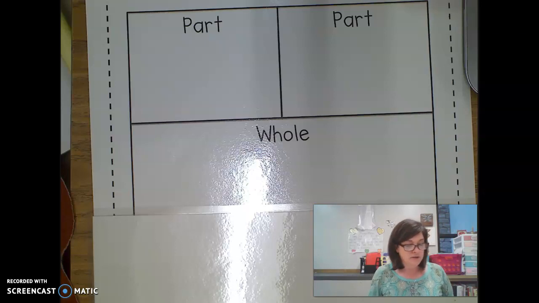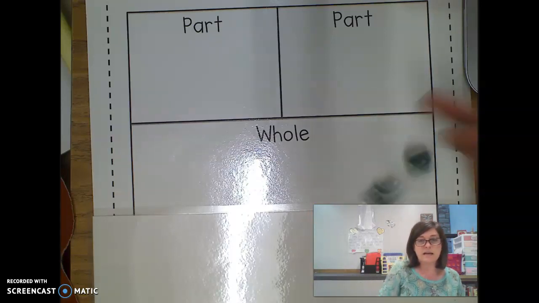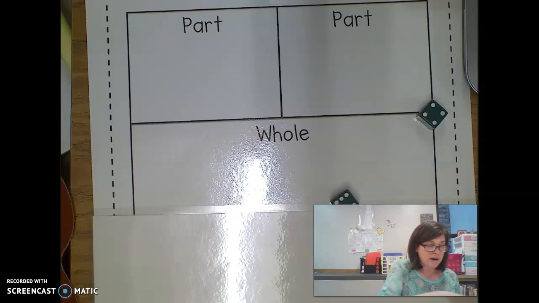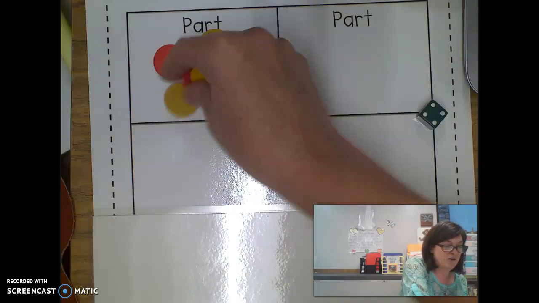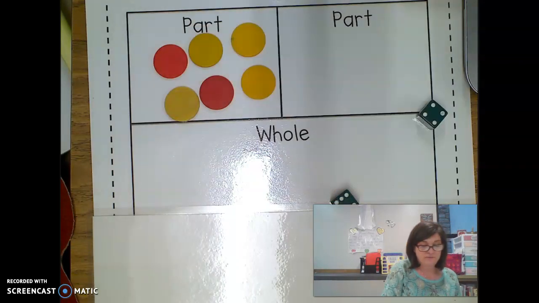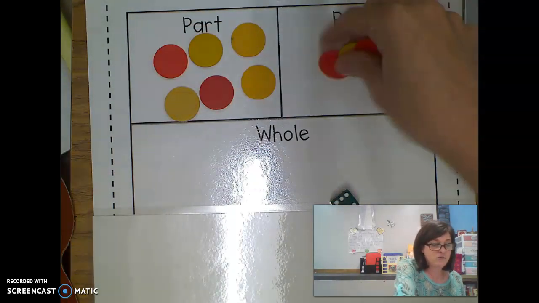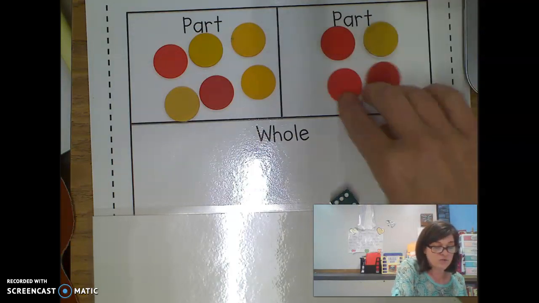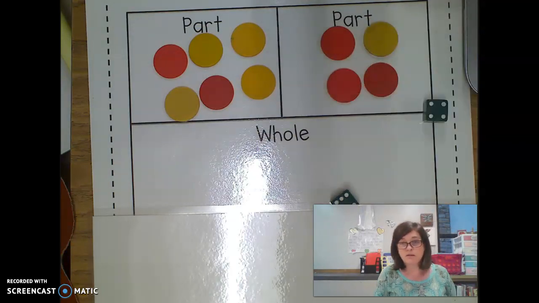Okay, here's how we do it. First, I'm going to take my dice and roll them to give me my two parts. Remember, parts are just like the groups. I see one of my parts has 6, so I'm going to add 6 in one part. The other part has 4. It doesn't matter if my counters are on red or on yellow because they're just groups or parts.